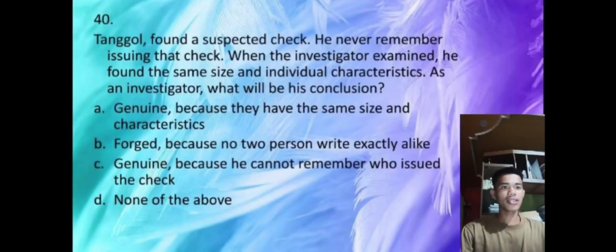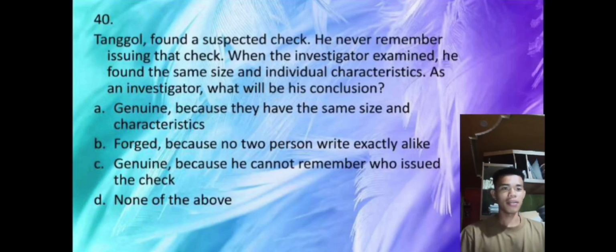40. Tanggol found a suspected check. He never remembered issuing the check. When the investigator examined it, he found the same size and individual characteristics as an investigator. What will be his conclusion? Ang keyword kay found a suspected check, he never remembered issuing the check. The choices is letter A, genuine because they have the same size and characteristics. B, forged because no two persons write exactly alike. C, genuine because he cannot remember who issued the check. D, none of the above.